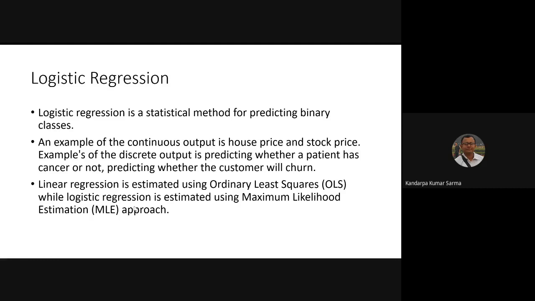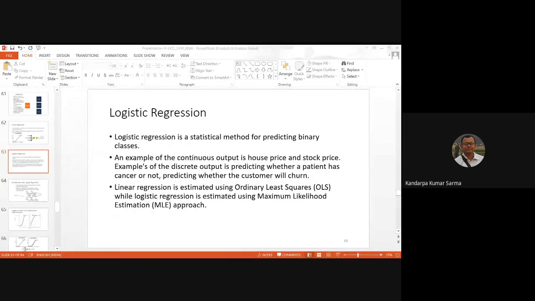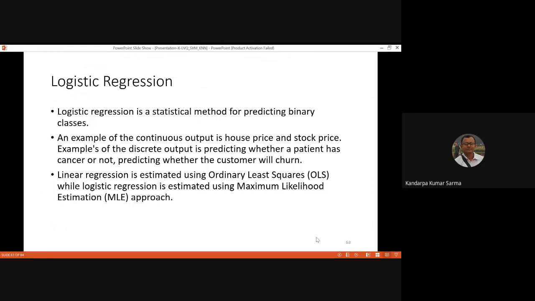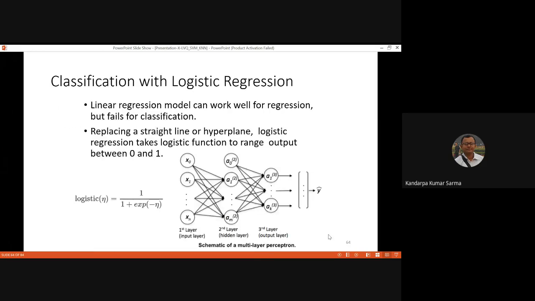Then linear regression is estimated by the use of the OLS, the ordinary least square, while the logistic regression is estimated by the use of the maximum likelihood estimation method. So these are some of the basic considerations linked with the logistic regression. Then we can do a classification by the use of this logistic regression.